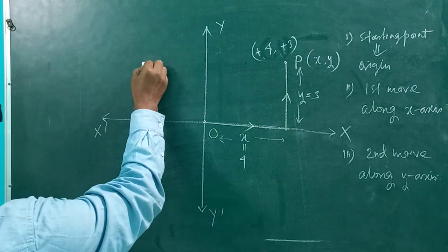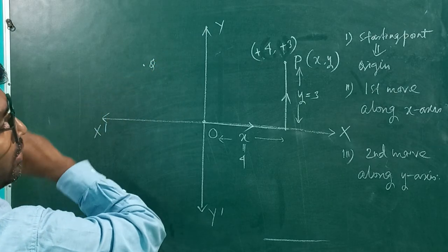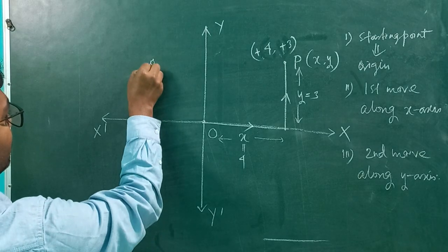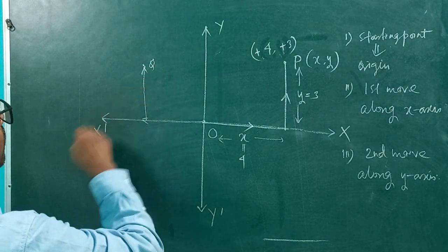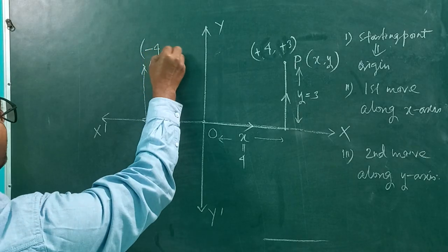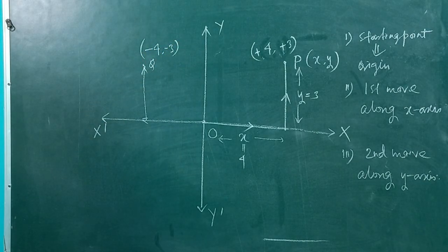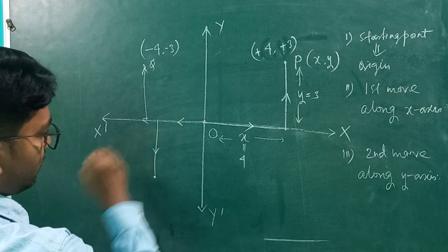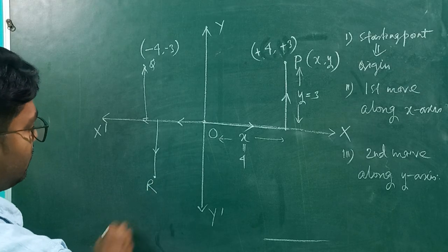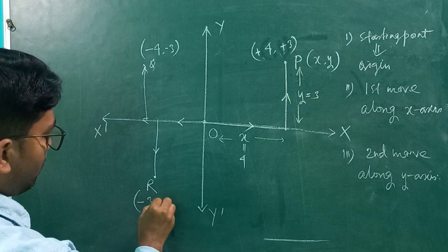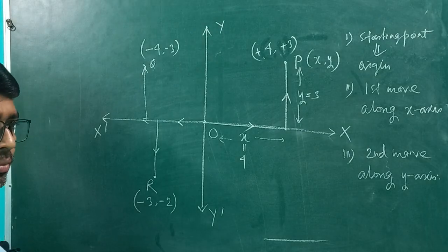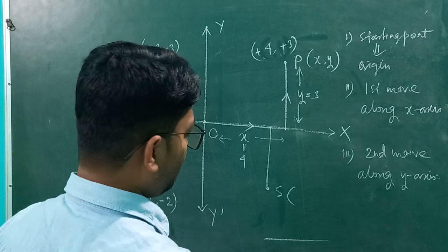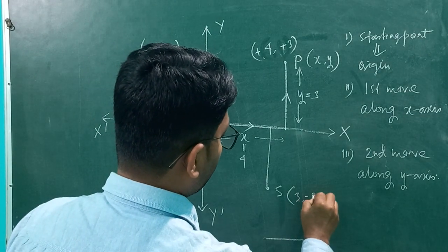Similarly, for any point Q in the second quadrant, how can we reach this point? We have to move first here and then here. So its coordinate will be like minus 4, plus 3. Any point in the third quadrant, how can we reach there? In this way. Suppose R, its coordinate will be, say, minus 3, minus 2. And in the fourth quadrant, suppose S, its coordinate is like this, 3 comma minus 3.